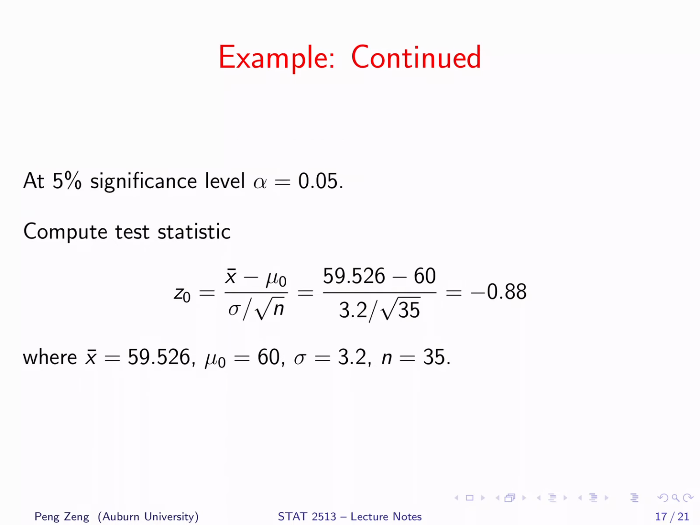The significance level is alpha equals 0.05. We can compute the test statistic as follows. Notice that it is computed using all data. The sample size is 35.